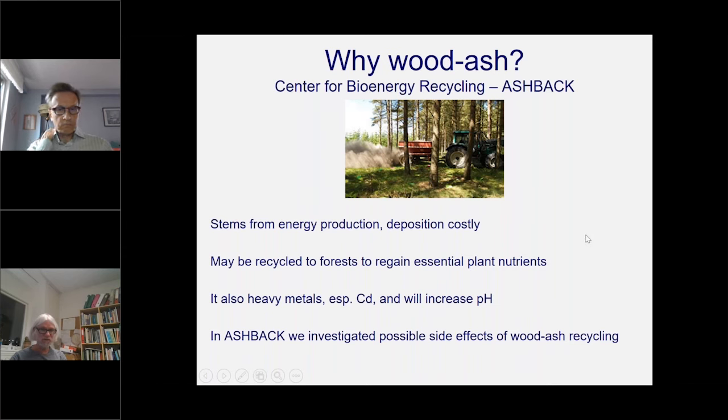But what we did in this ASHBAC center was investigate possible negative side effects of wood ash recycling in various ways. And this is one of the papers that came out of it.